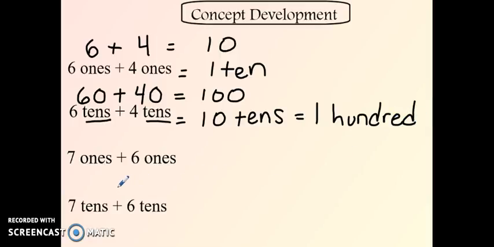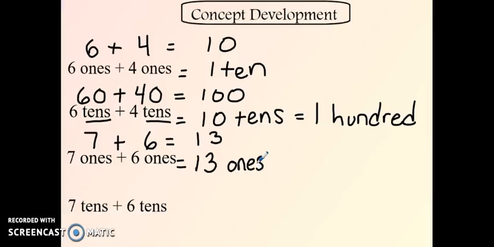Let's take a look at another problem. Here we have 7 ones plus 6 ones. 7 ones is 7. 6 ones is 6. 7 plus 6 equals 13. So 7 ones plus 6 ones equals 13 ones, which equals 1 ten and 3 ones.